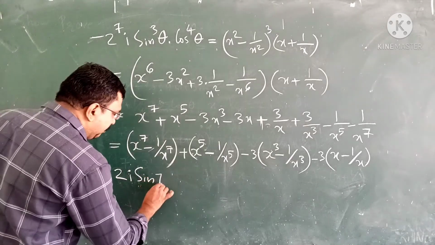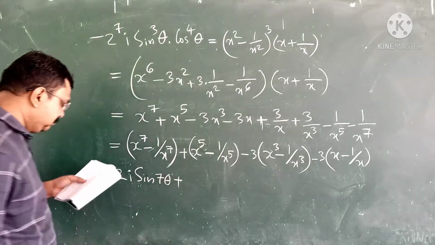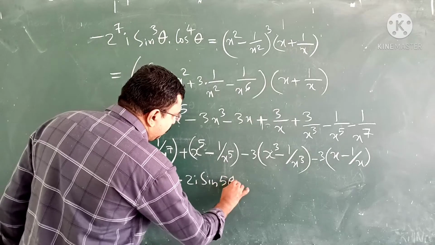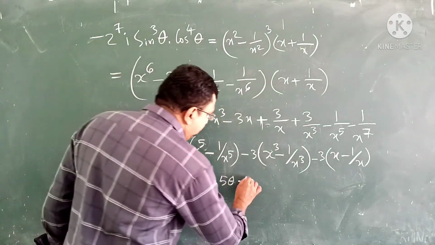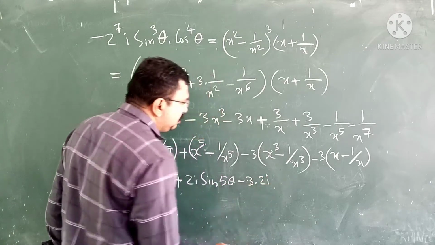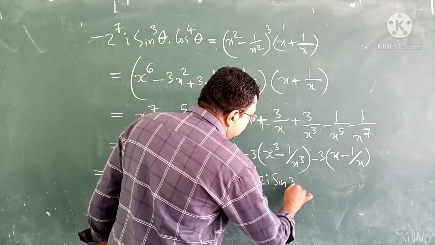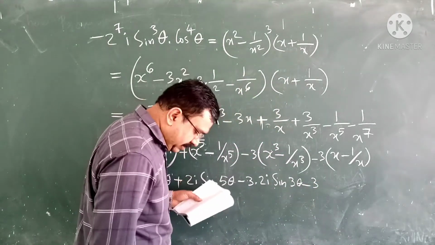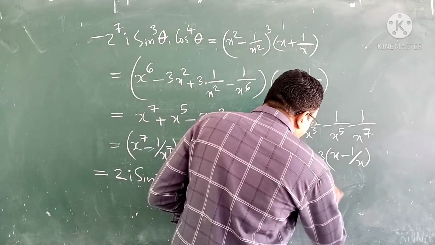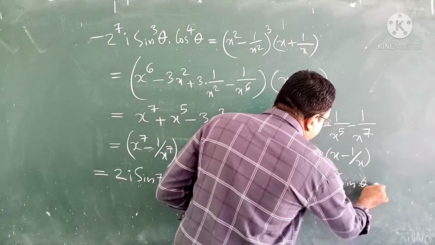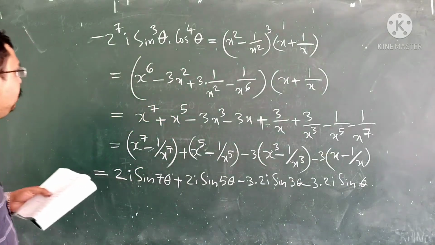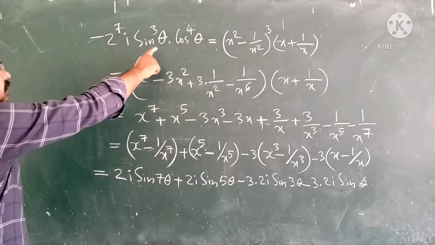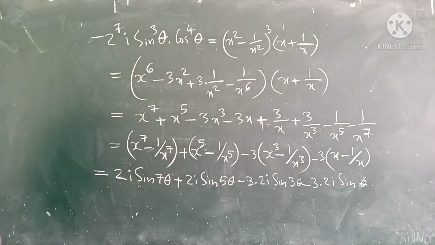sin 7 theta plus 2i sin 5 theta minus 3 into 2i sin 3 theta minus 3 into 2i sin theta. Okay, that is equal to minus 2 raised to 7 i into sin cube theta into cos raised to 4 theta.